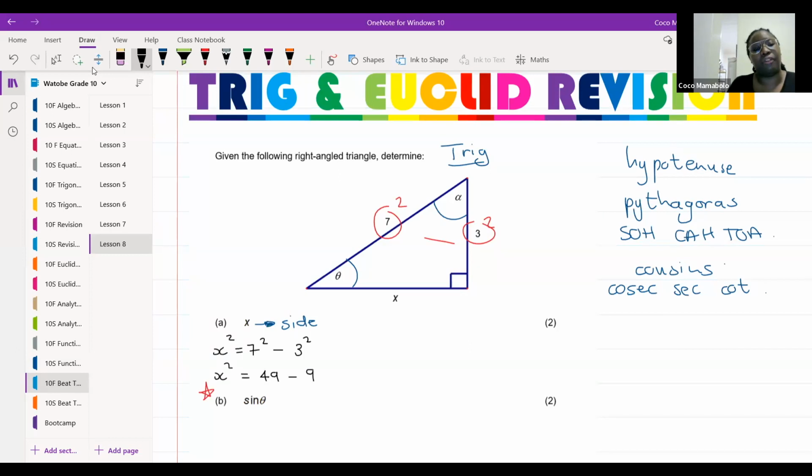That's going to give me 40. So now I've got x squared is equal to 40. And now I have to take the square root of that to get rid of that square. So take the square root, take the square root. And I believe the answer I should get is x is equal to the square root of 40. Or if you've written 2 root 10, that is correct.